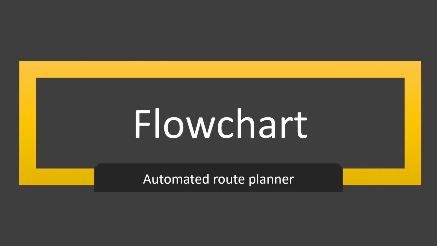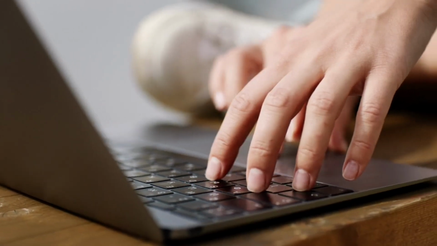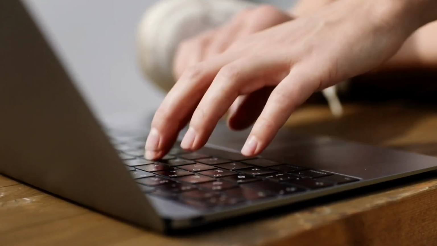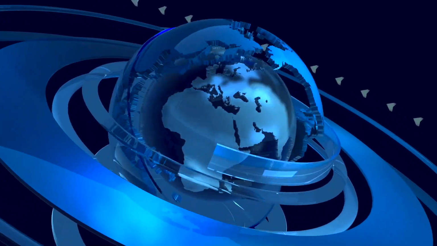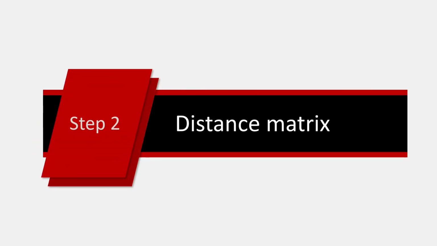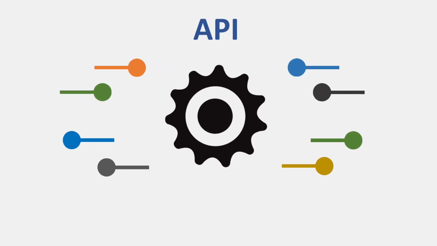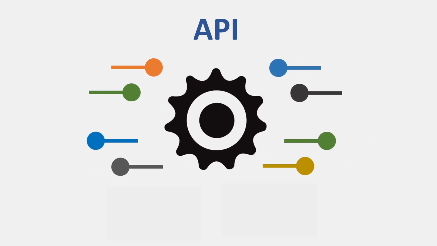Now that the theory is clear, let's break down the system into smaller components. Step 1. The user types in their desired locations in a search box. For each new entry, the system fetches its GPS coordinates using geocoding servers. Step 2. Once all places of interest are specified, the user clicks the button to compute the optimal route. This triggers an API call to calculate the shortest distance between every pair of locations.